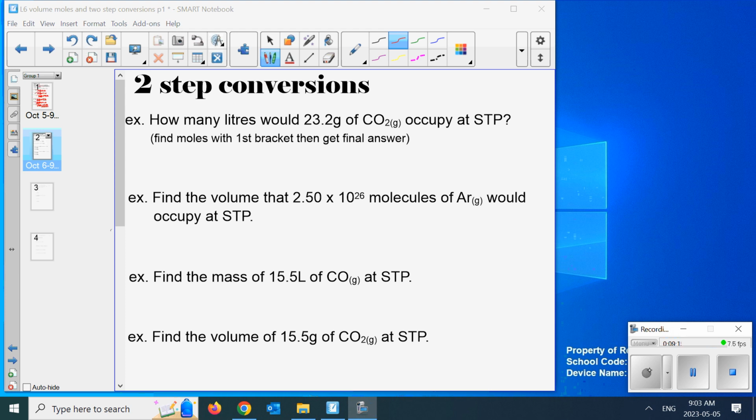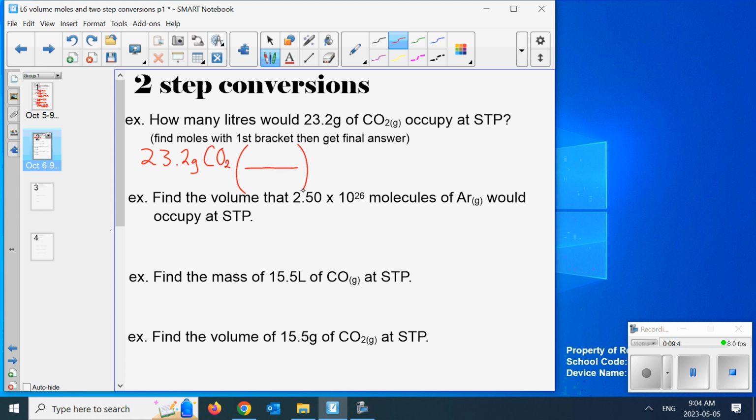How many liters for 23.2 grams of CO2 occupy at STP? So, I'm going to start by writing down the single item that's not a fraction. 23.2 grams of CO2. And it has to be a gas if we're going to use liters. It doesn't work with solids or liquids. That's only STP for gas.